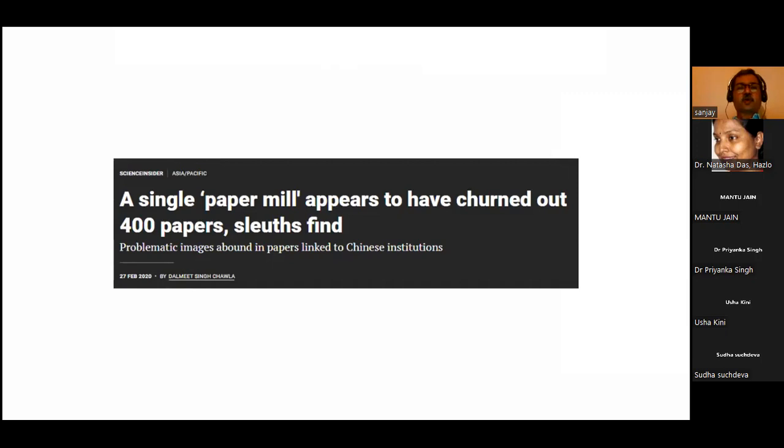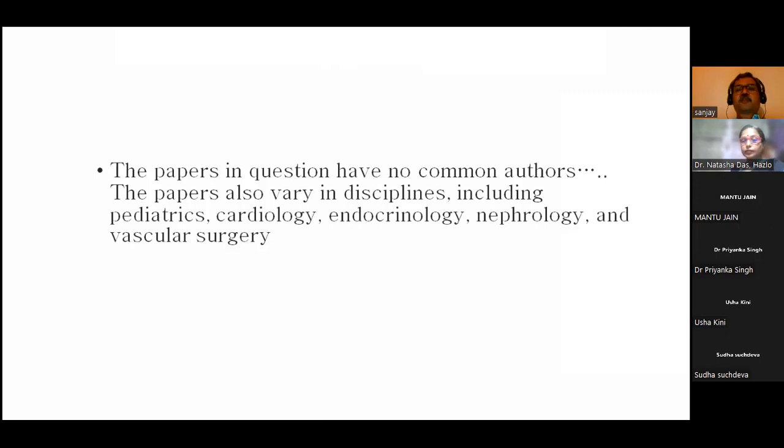Paper mills are another recent problem, where people or groups get together and concoct fake data and sell it to authors who want quick papers. But this was 400 papers, all from China, all from paper mills. And the papers in question have no common authors. They also vary in disciplines, including pediatrics, cardiology, endocrinology, nephrology, and vascular surgery.